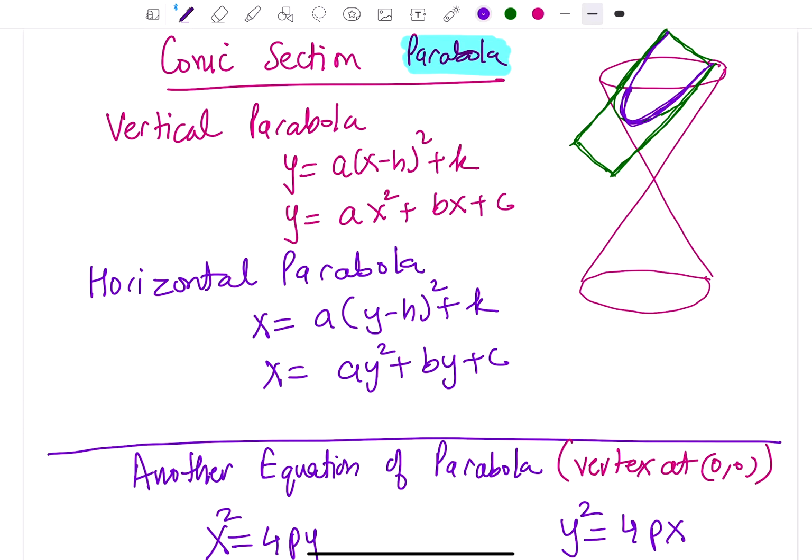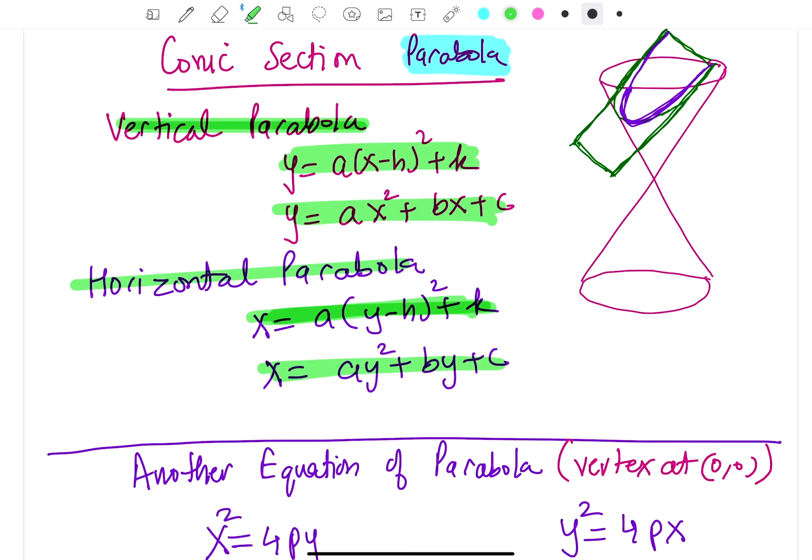This video's topic is conic section parabola. Parabola is obtained when a plane intersects a cone which is parallel to its surface. Earlier, we have seen the equations of parabola. For vertical parabola, we've seen the general form, vertex form, standard form of parabola, and same for horizontal parabola. We've seen general form and the standard form.